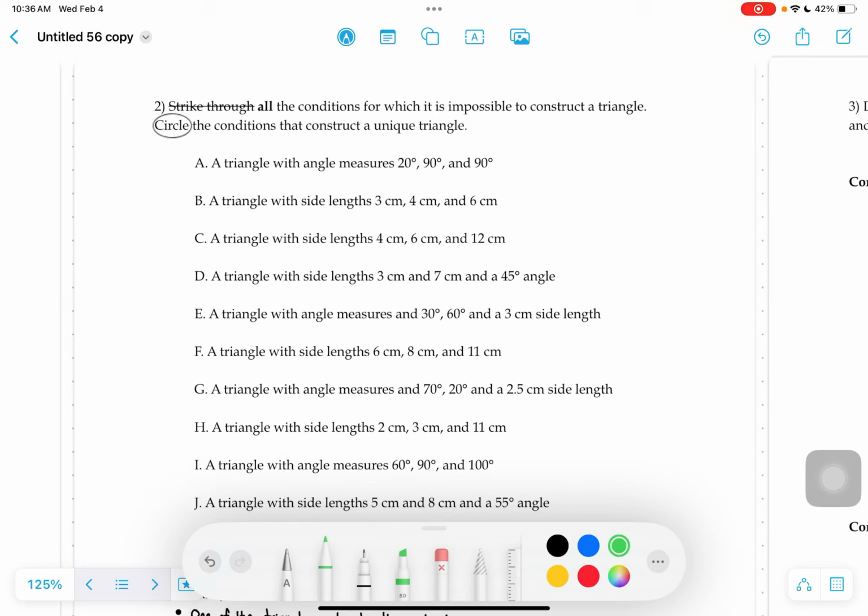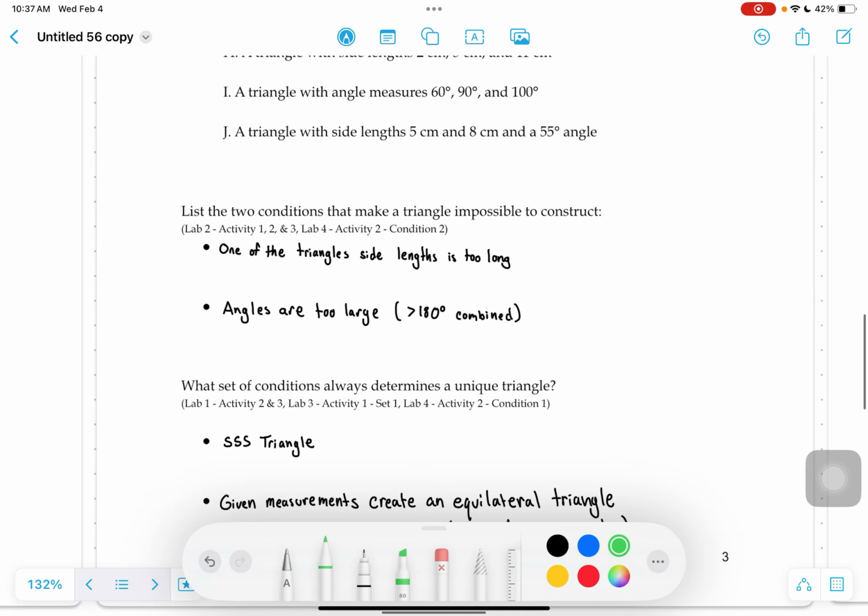Let's look at problem number 2 in the study guide. Strike through all the conditions for which it is impossible to construct a triangle and circle the conditions that construct a unique triangle. Remember that unique means that there's only one triangle that can be created from those measurements. So let's review when that happens.